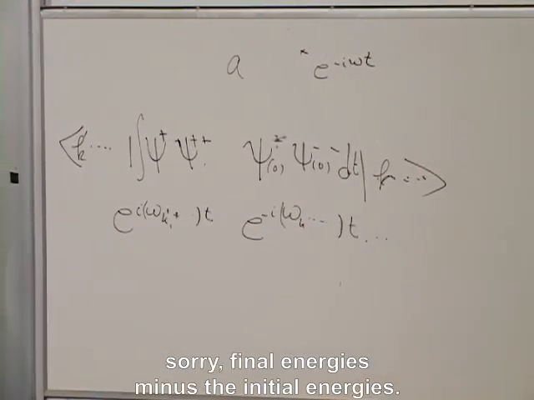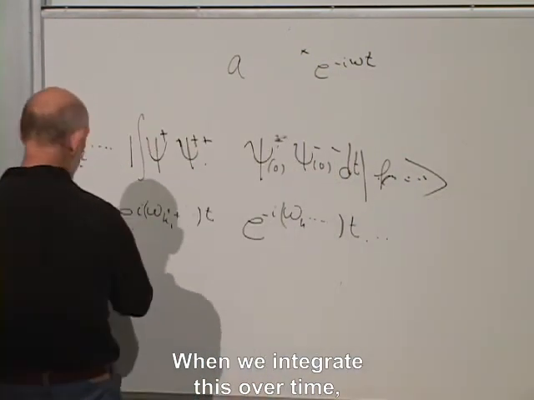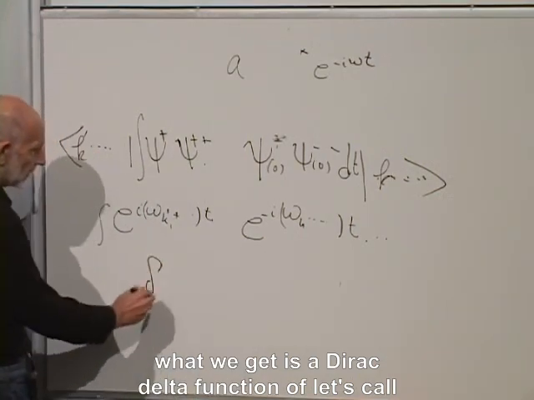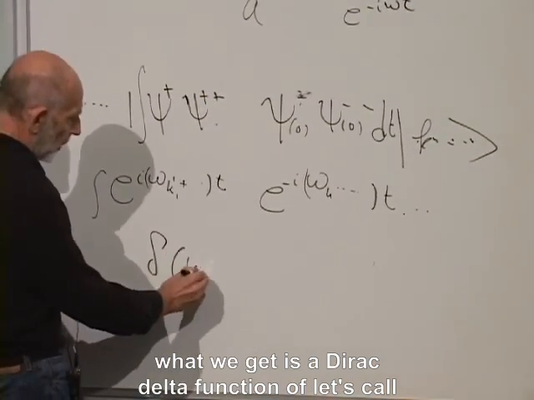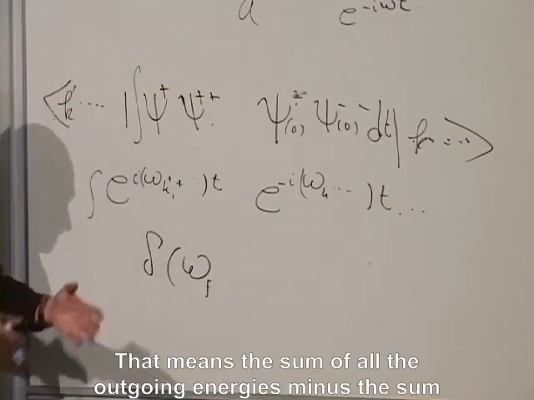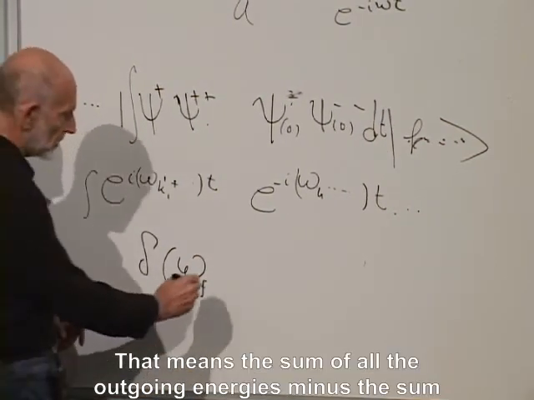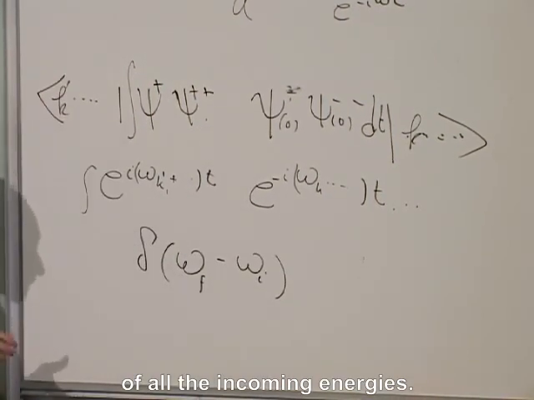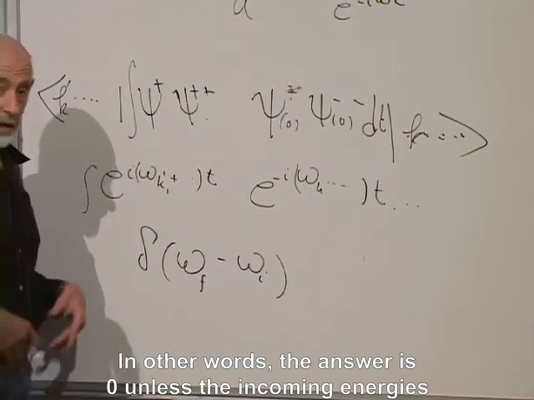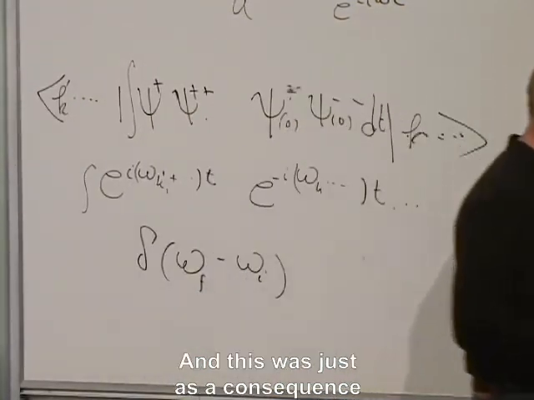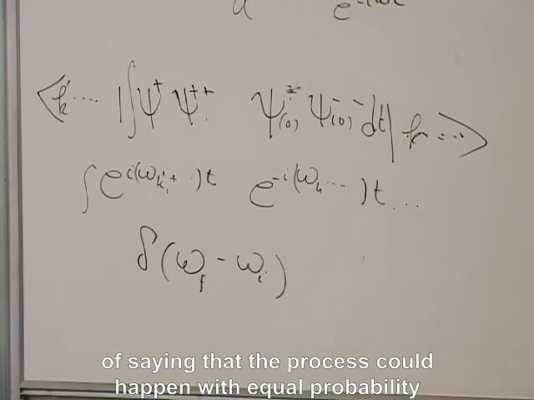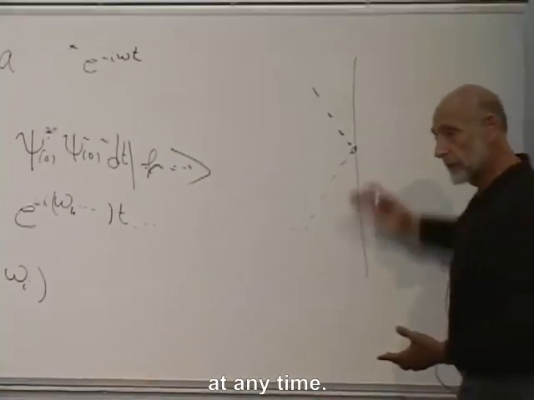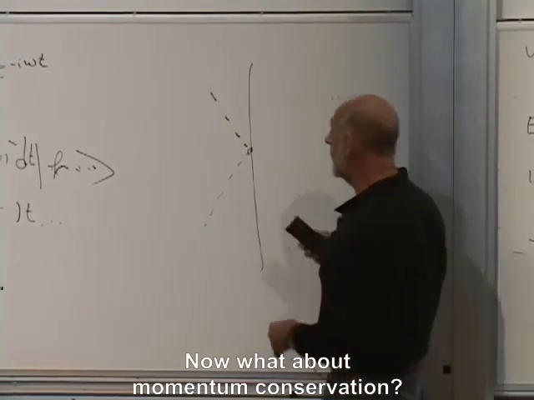A delta function of the sum of the final energies minus the initial energies. When we integrate this over time, what we get is a Dirac delta function of, let's call it omega final. That means the sum of all the outgoing energies minus the sum of all the incoming energies. In other words, the answer is 0 unless the incoming energies are equal to the outgoing energies. And this was just as a consequence of saying that the process could happen with equal probability at any time. Okay. Now, what about momentum conservation?